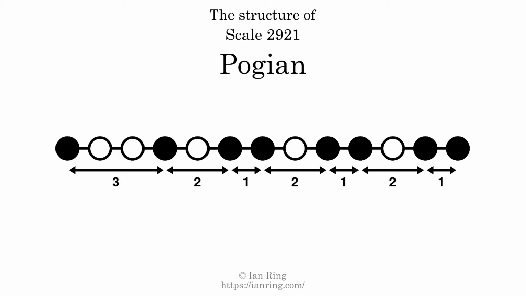The structure of a scale is a description of the interval distance between each successive tone. This scale has a structure of 3-2-1-2-1-2-1.